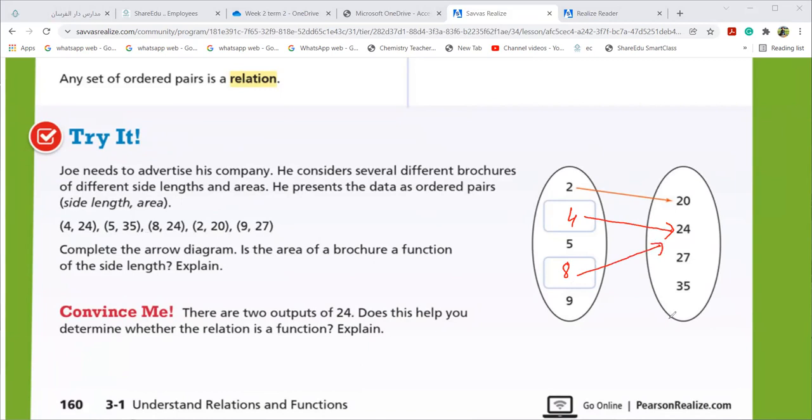Then next, look at 27. Do you have something with 27? Yes, you have 9. Do you have anything more? No. How about 35? You have 5. So what do you think, girls? Because for 24, you have 2 outputs with that. So is it a function? No, it's not a function. I finished with this, but it's not a function. So just quickly complete it and write down.